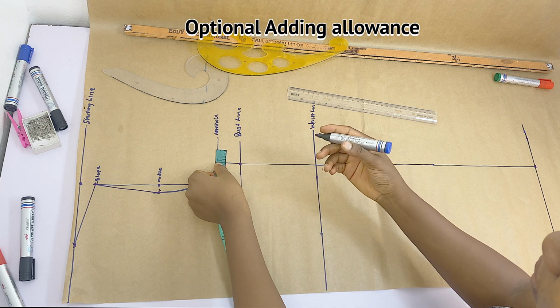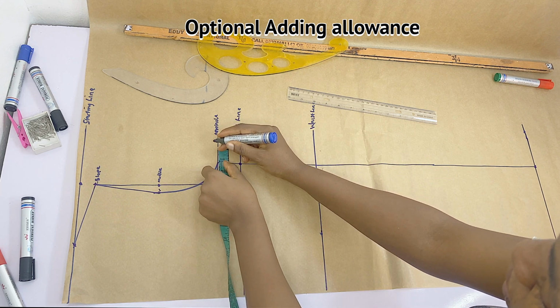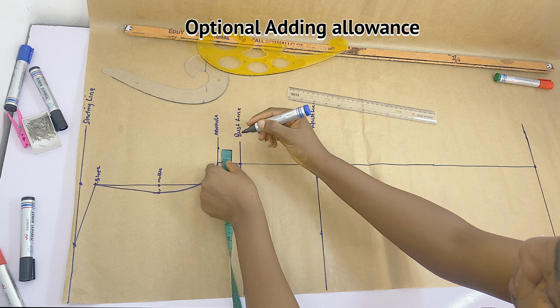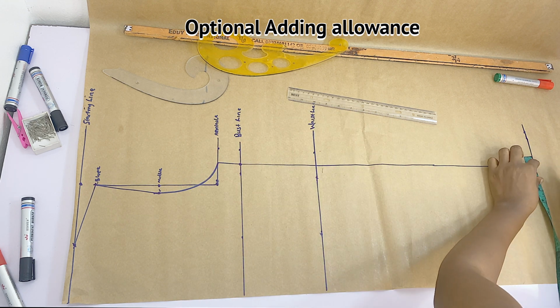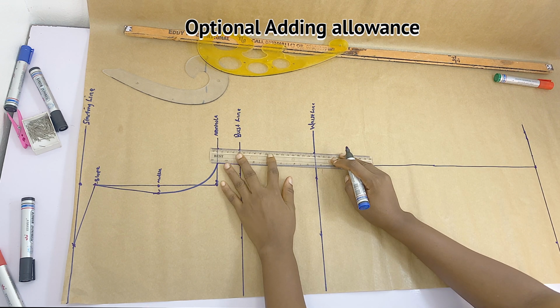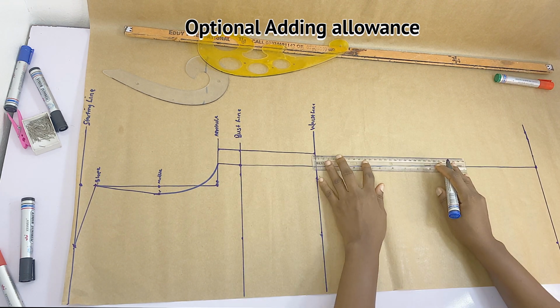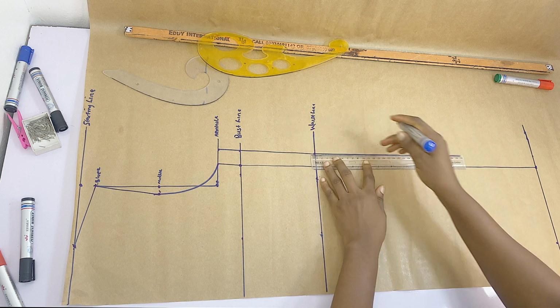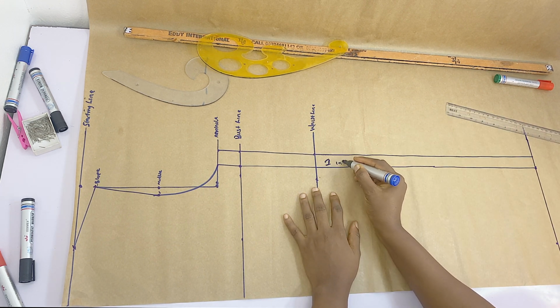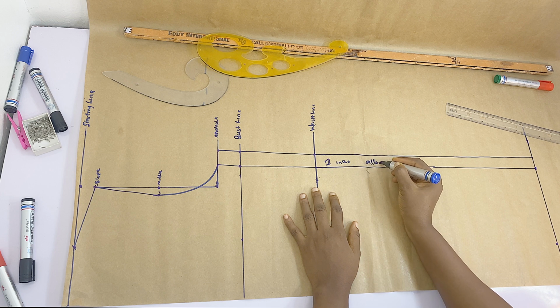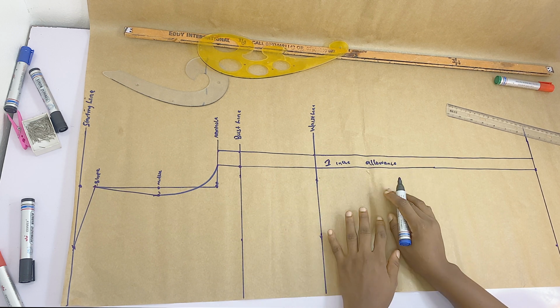And also optional is adding allowance, because we're going to be slashing and spreading this, so we're going to be getting enough allowance. But in case you still feel not confident about it, just go ahead and add 1 inch allowance to your pattern, just as I am doing. Now I'm done with this part.